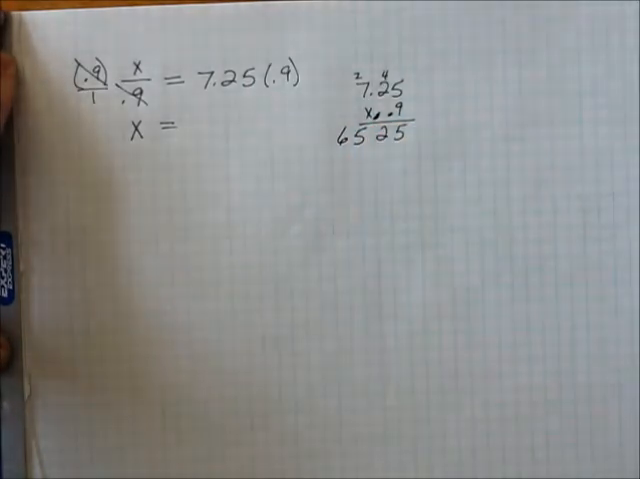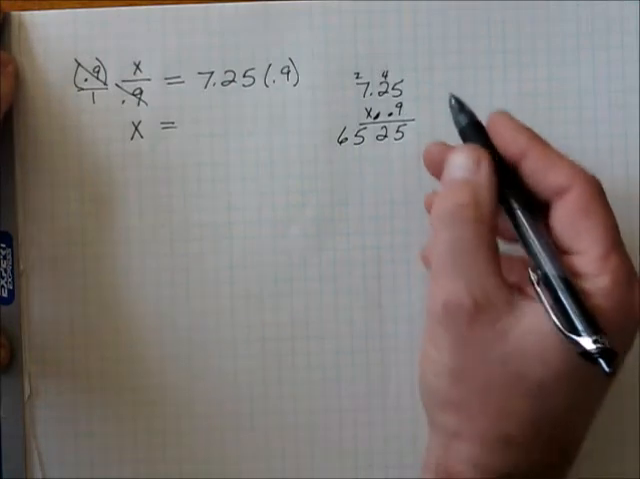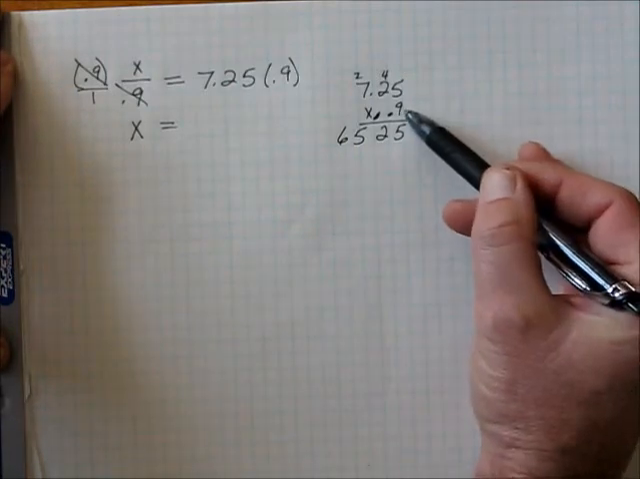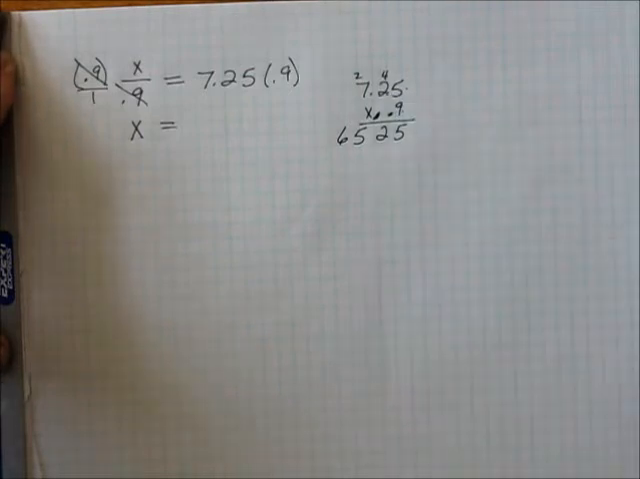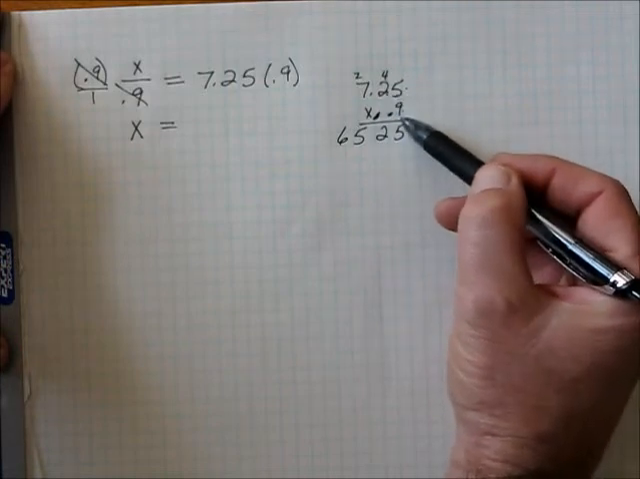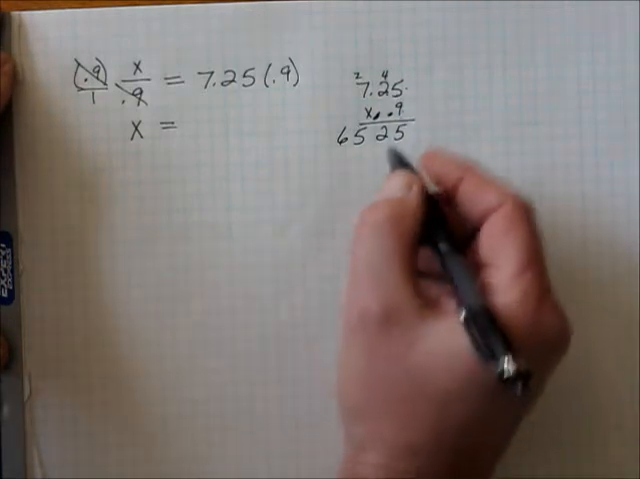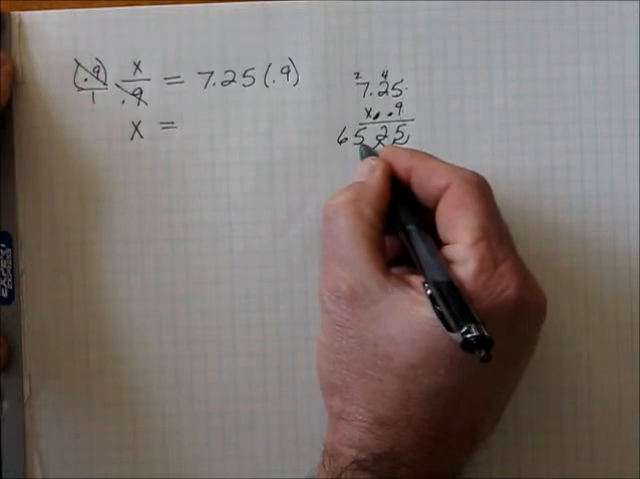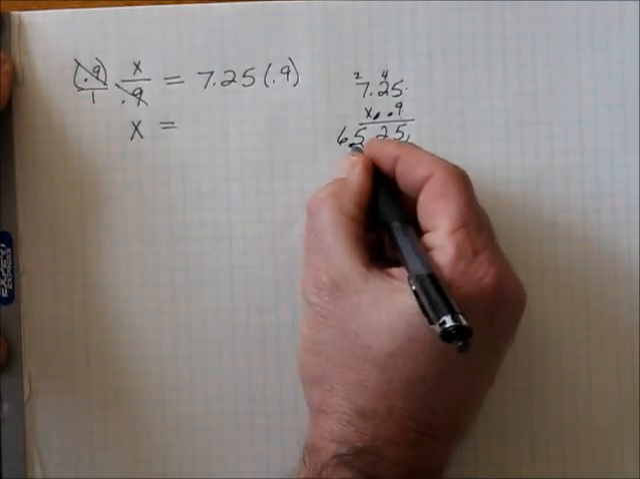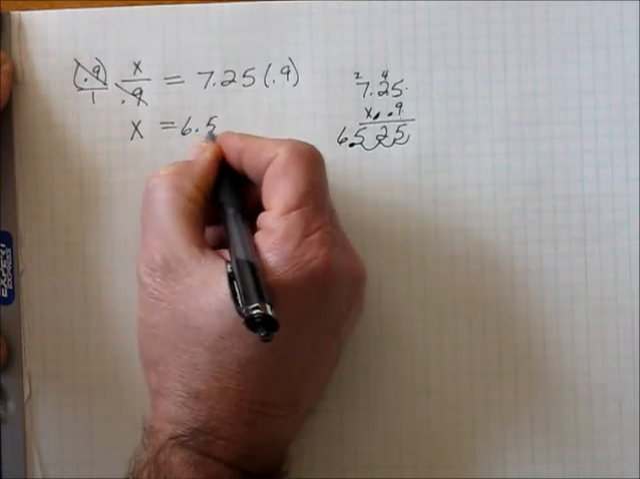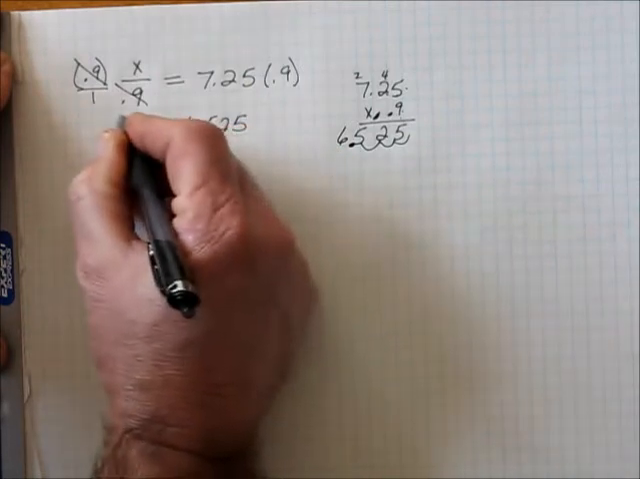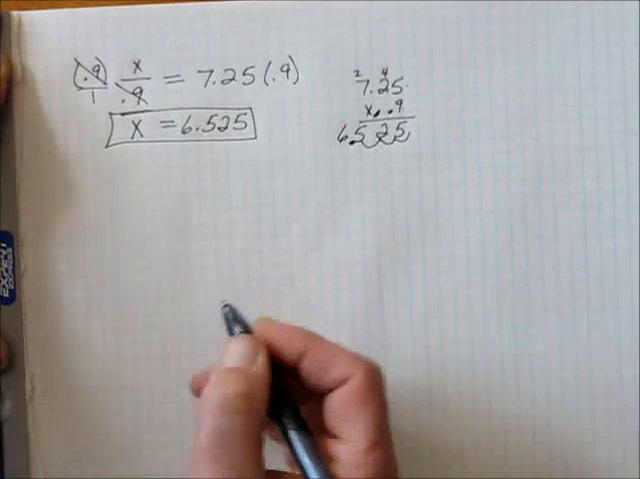Now I've got to know where to put the decimal. So I'm going to go 1, 2, 3 places to the right of the decimal in both numbers. So I go here 1, 2, 3, and I get my decimal right there. And so my answer is x is equal to 6.525. I'll box that in. I can check that.